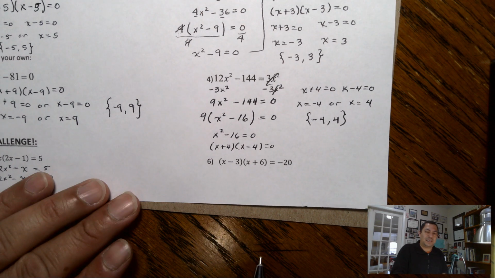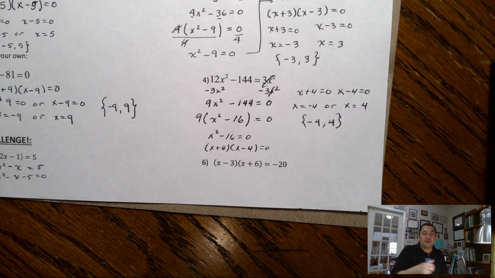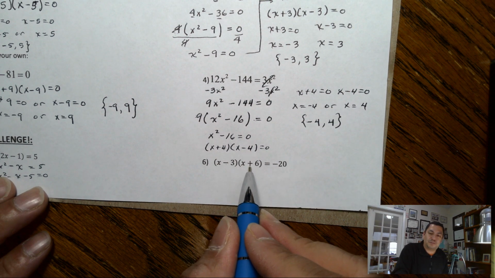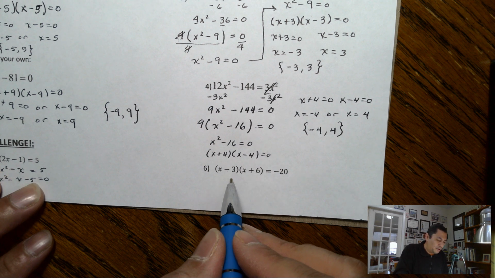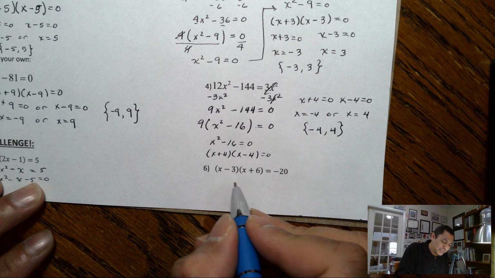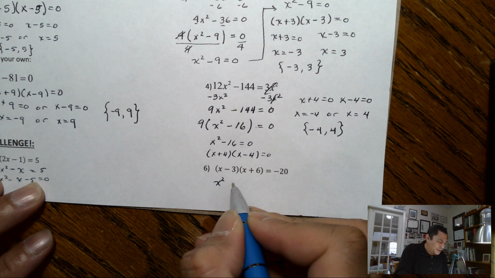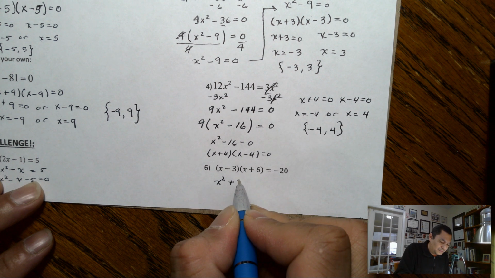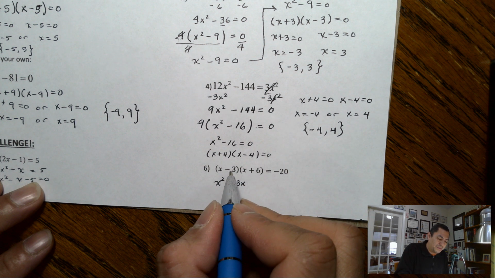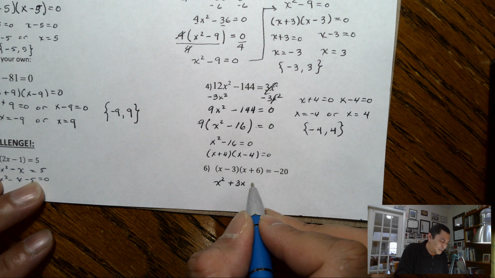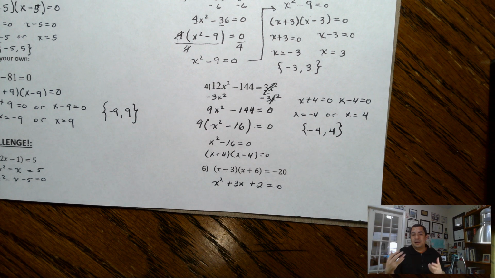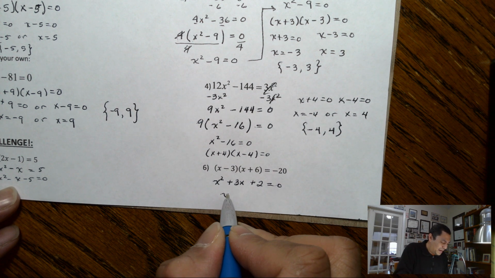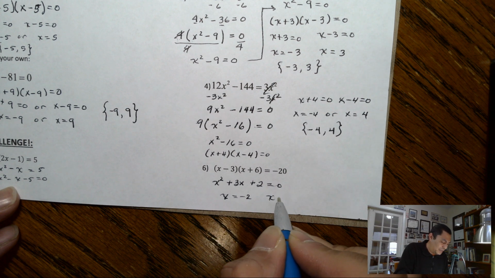Problem number 6 is the same situation, but I have a binomial. So I have x minus 3, x plus 6 equals negative 20. If we apply the distributive property here for these binomials, what we are going to have is x squared plus 3x, and then negative 18 plus 20, which is positive 2, equals 0. So now we can factorize, and the solutions for this problem are x equals negative 2 and x equals negative 1.